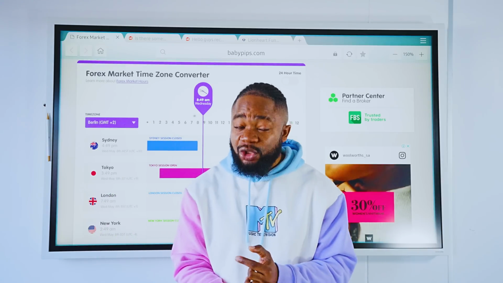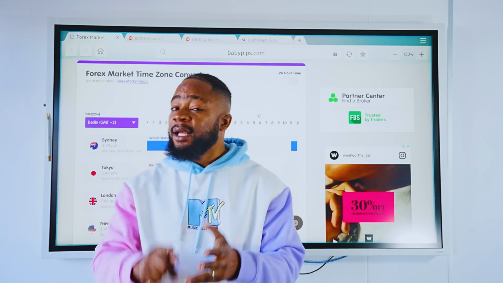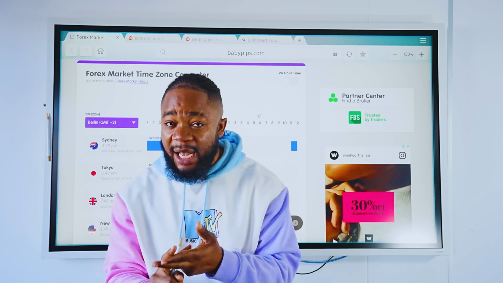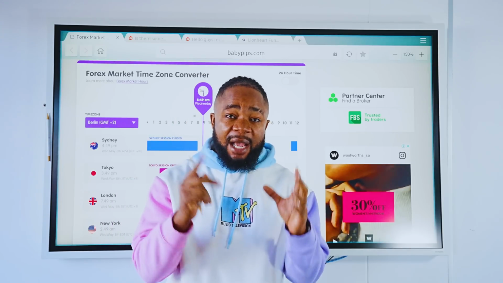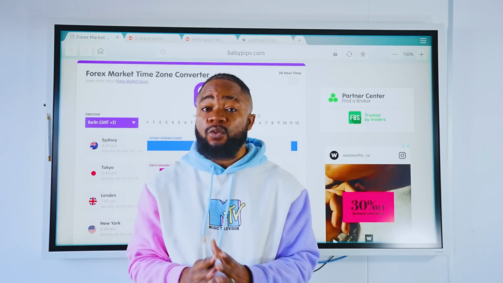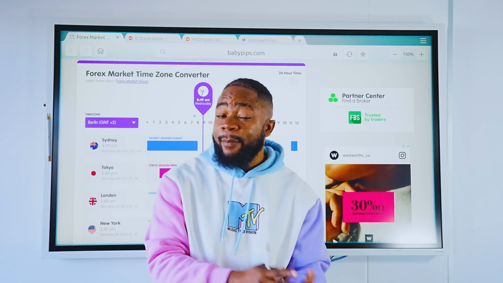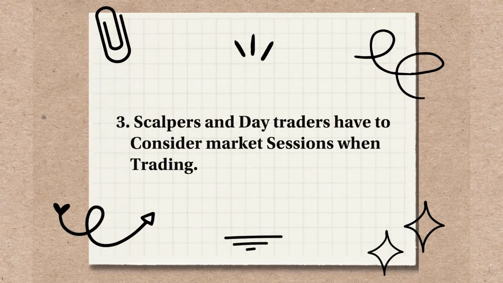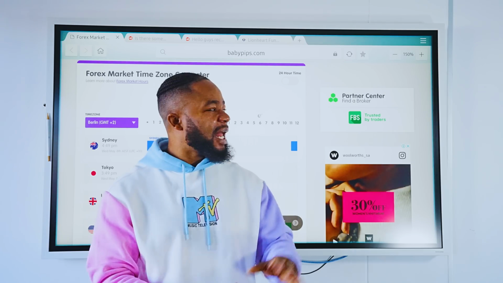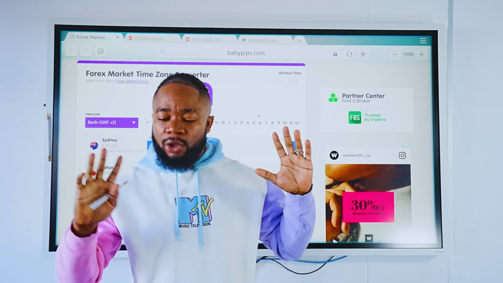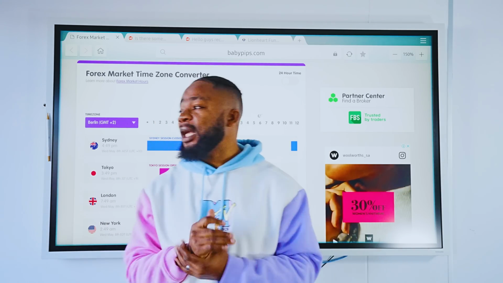So the next question you have to always have at the back of your mind, if you're a scalper or a day trader: a scalper is someone who opens and closes trades within seconds to minutes. A day trader means your trade is open and closed within 24 hours. All right. So if you're a scalper or a day trader, then you have to consider market sessions when trading. It's very, very important. It's a must. But if you're a swing trader, ignore all of this. Don't worry about market sessions if you're a swing trader.